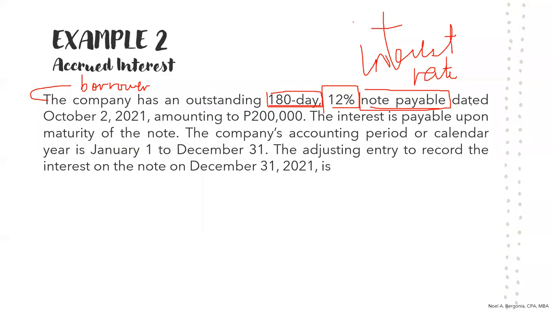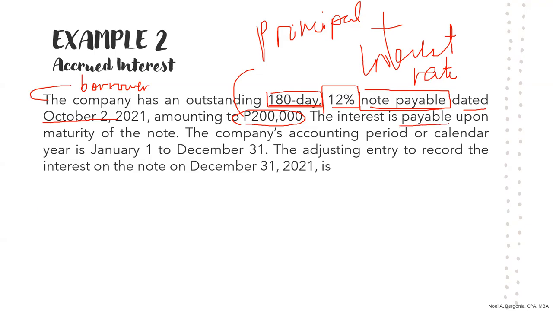Okay, dated October 2, 2021. So ito yung date ng ating promissory note, no? It was issued on October 2, 2021. So ang pagtakbo ng interest is a day after, okay? Amounting to 200,000. So itong 200,000 ang tawag natin diyan, yan yung principal na utang. Okay? Yan yung principal na utang na kailangan nating bayaran.